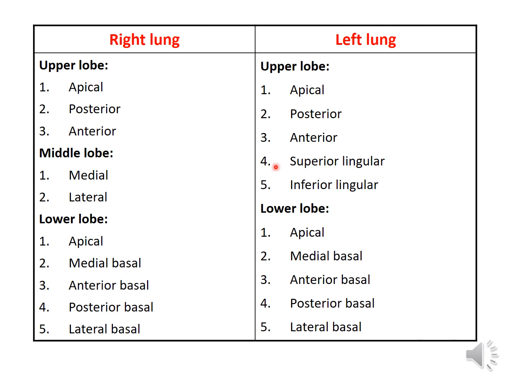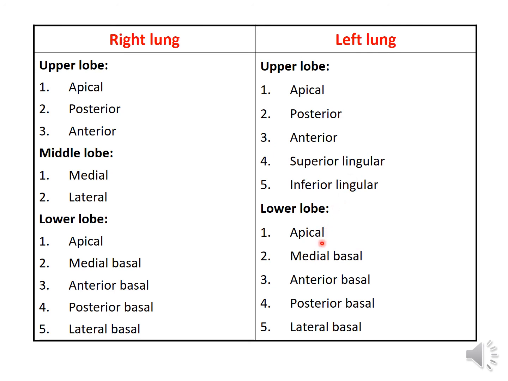Now we'll move on to the left lung. As you know, there are only 2 lobes in the left lung, upper lobe and lower lobe. In the upper lobe you have 5 segments. What are those? Apical, posterior, anterior, superior lingular and inferior lingular segments.